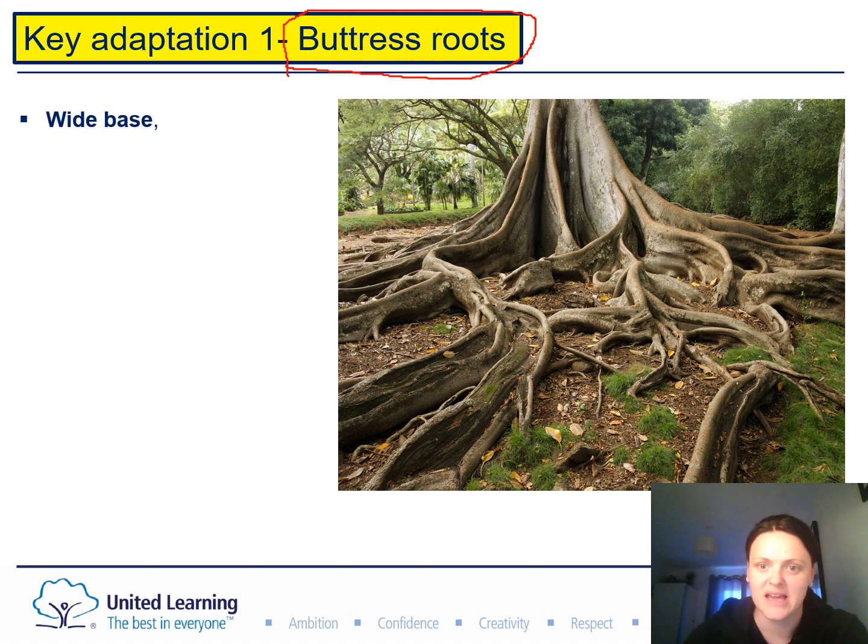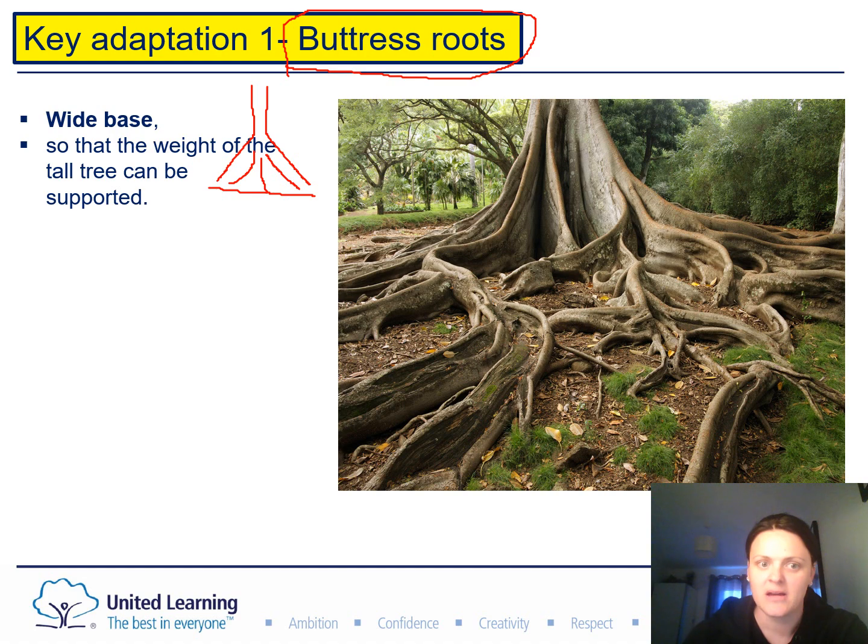So as we can see, they have a really wide base. If I can draw a quick picture of them, they kind of look like that. You get the trunk of the tree and then they spread out really wide down towards the bottom where their roots are. And that helps them stand up when it's windy, and it prevents the trees falling down. So they've got a wide base so that the weight of the tree can be supported.